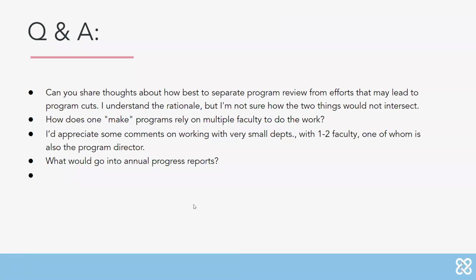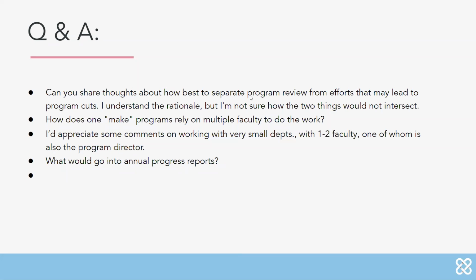Yeah, too, for sure. Our first question on the screen is, can you share thoughts about how best to separate program review from efforts that may lead to program cuts? I understand the rationale, but I'm not sure how the two things would not intersect. This is a really, really good question.